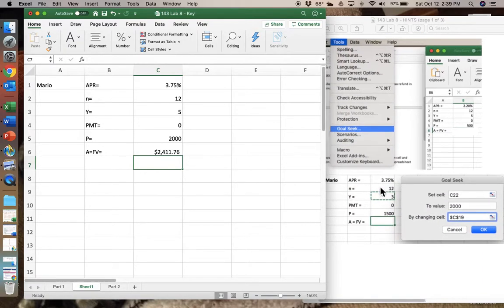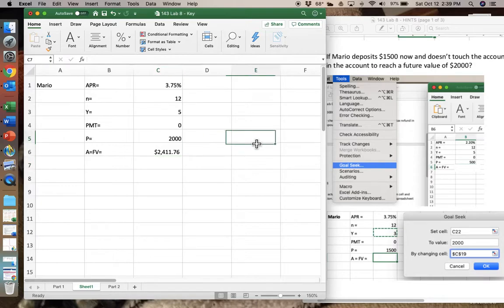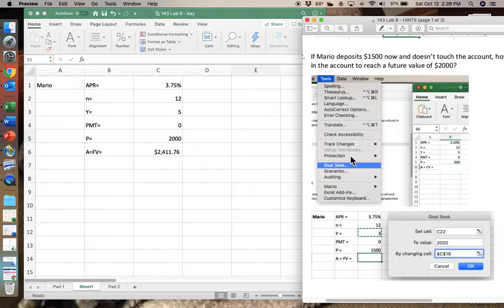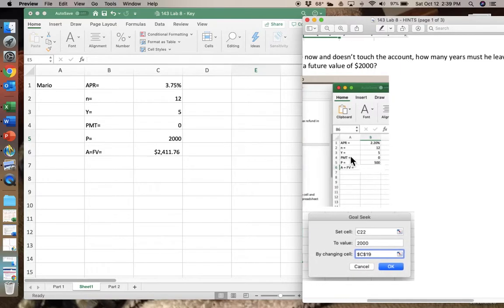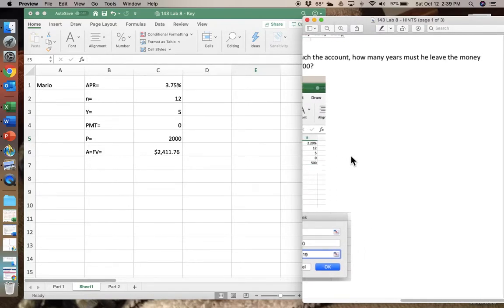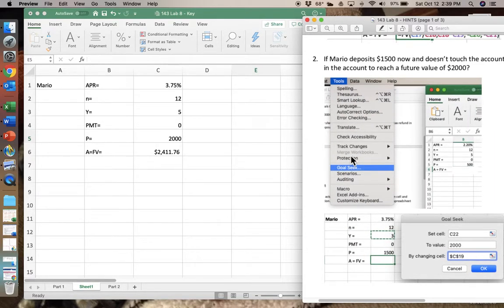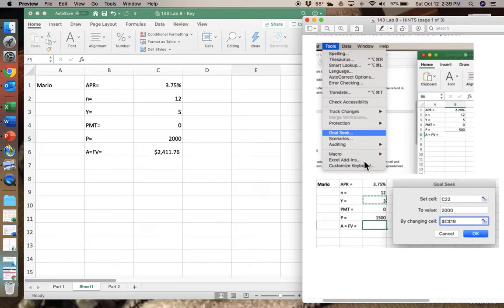Moving forward to number two, this time it says Mario deposits, we're using $2,000, and doesn't touch the account. How many years must he leave the money in the account to reach a future value of, and I'm going to say $3,000. Okay. So this time we're going to use something called Goal Seek. And what it's going to do is if we put $3,000 here, then it's going to tell us how many years it would take for this $2,000 to grow to $3,000. So this is a very useful tool.